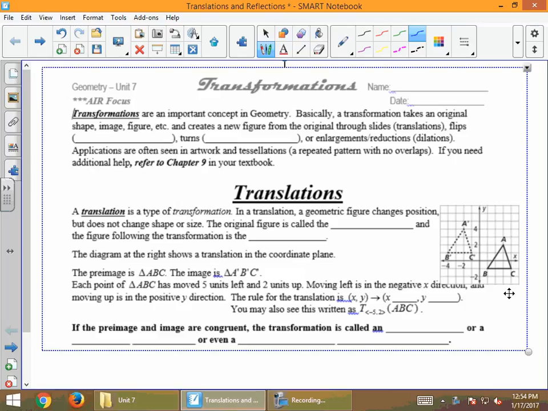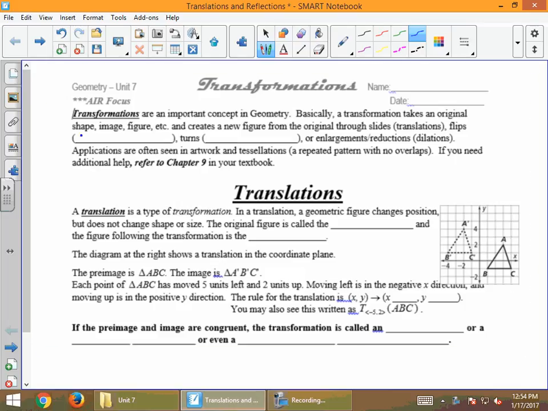It creates a new figure from the original through slides, which is translation, which we're going to talk about today. Flips, which is a reflection, which we're also going to talk about today. Turns, which is a rotation, or enlargement/reductions, which are called dilations. Applications are often seen in artwork, tessellations.